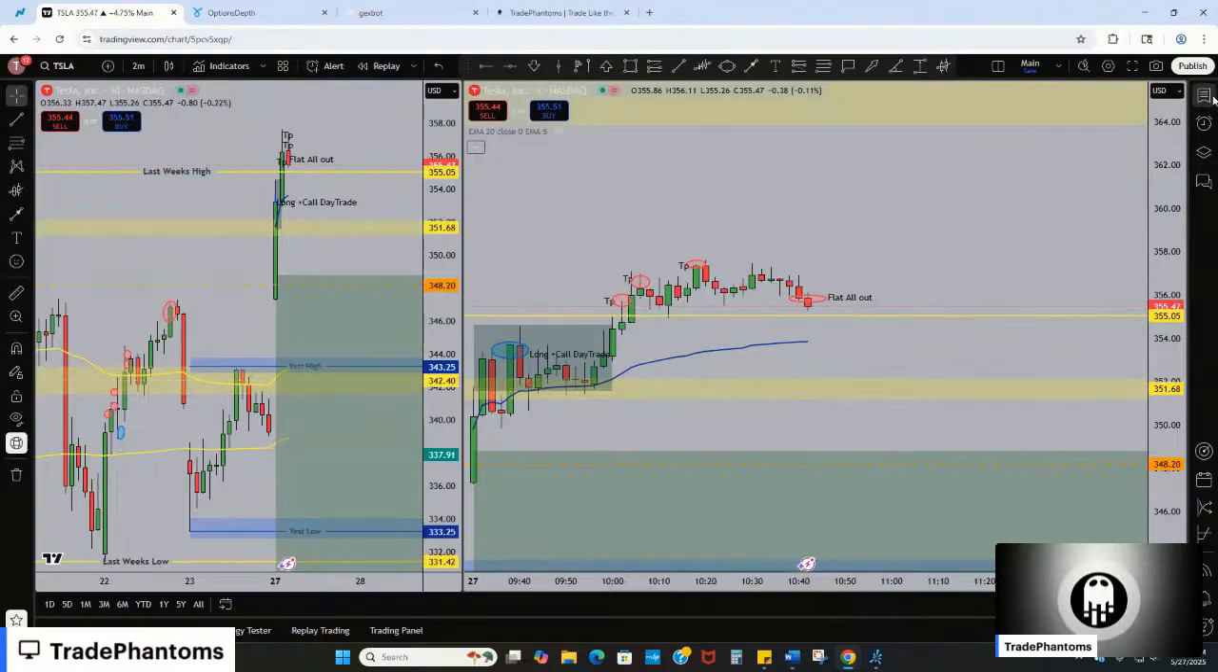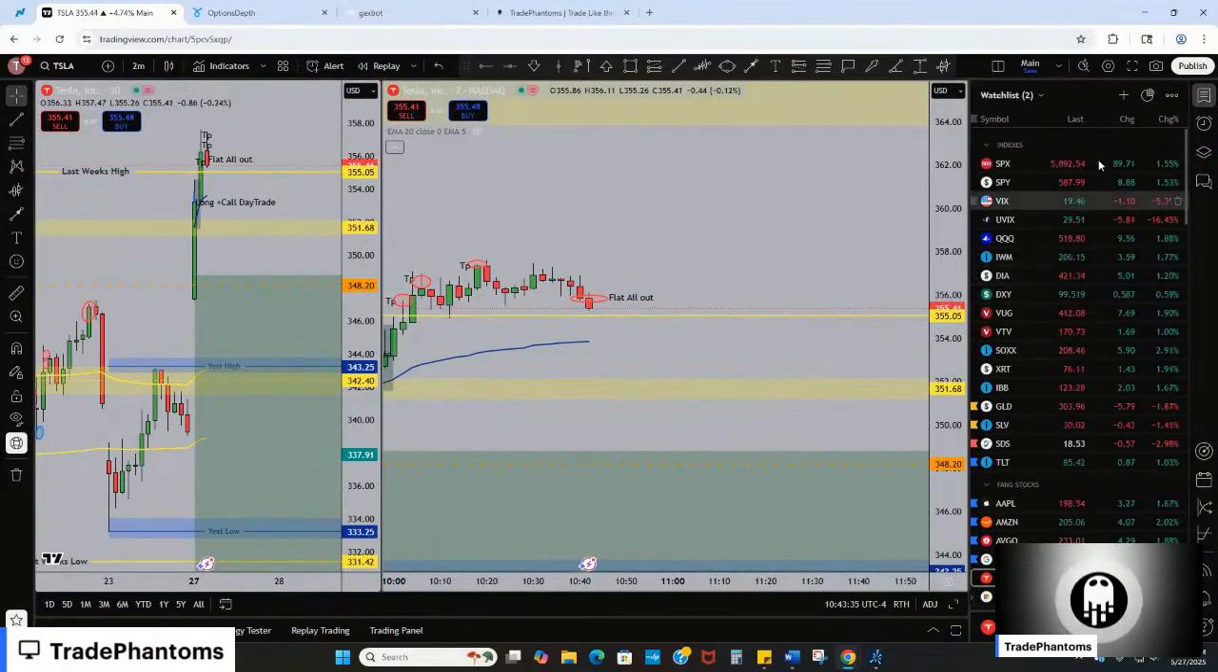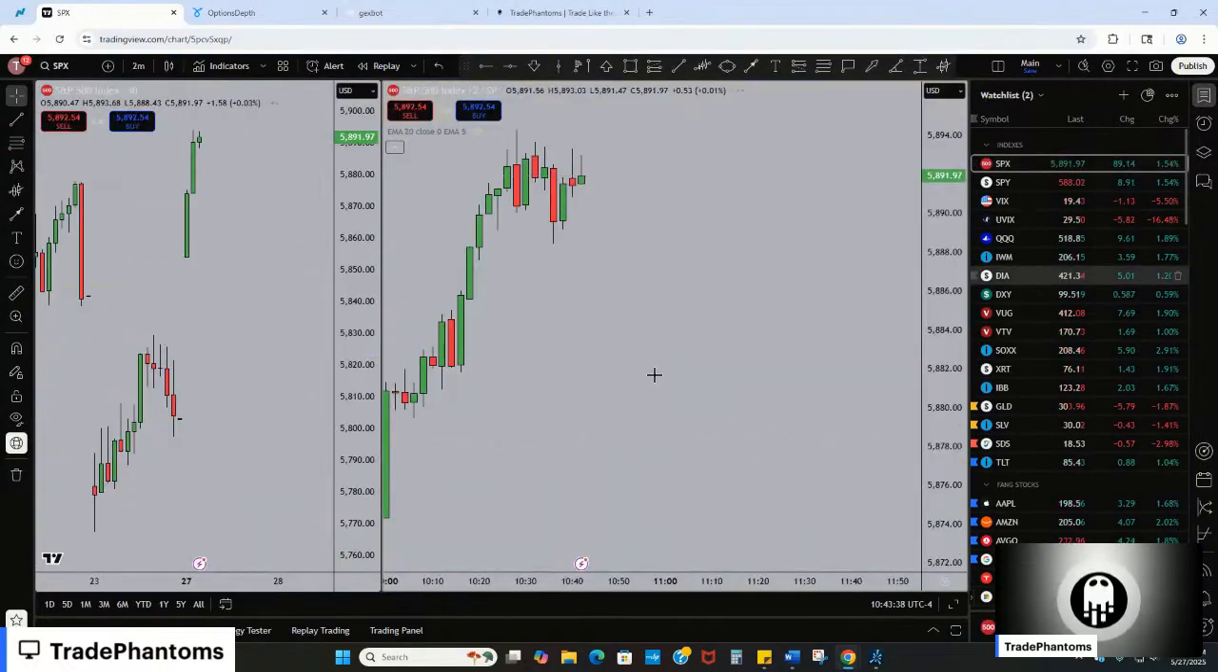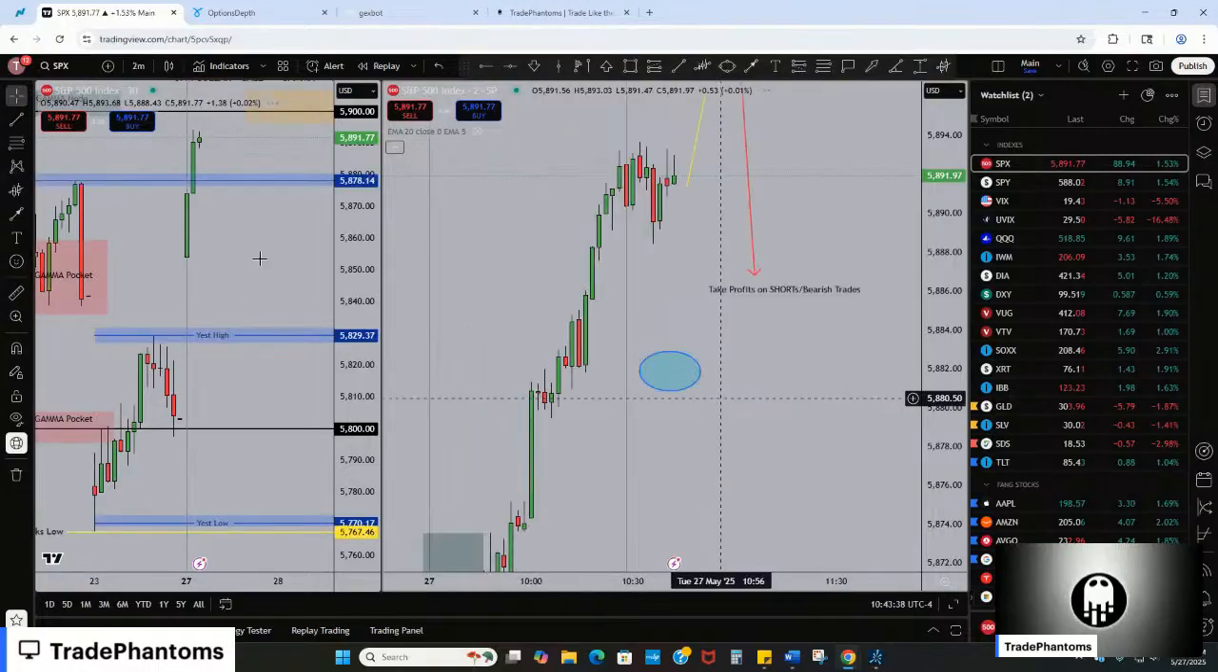It's not a monster day by any stretch. The S&Ps and NASDAQ futures probably had one of the better trades this morning from that level.